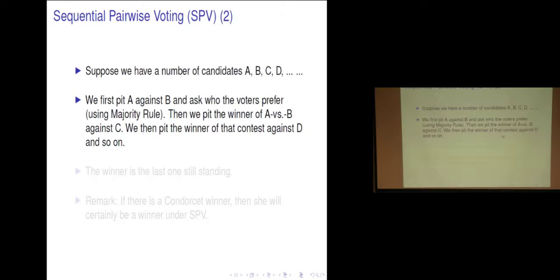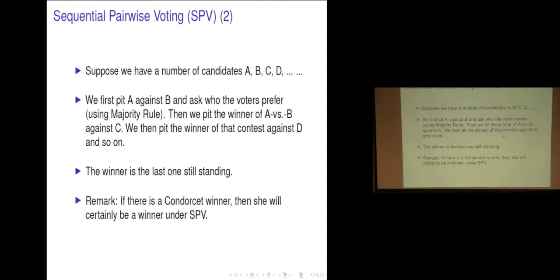Then there's a winner. The winner will come against C, and that produces another, possibly different winner, and the winner will play against D, and so on. In the end, whoever survives the last game is the winner of the whole tournament or the voting. So the winner is the last one still standing.